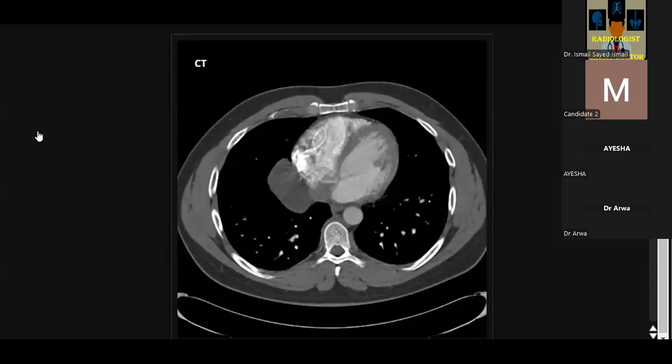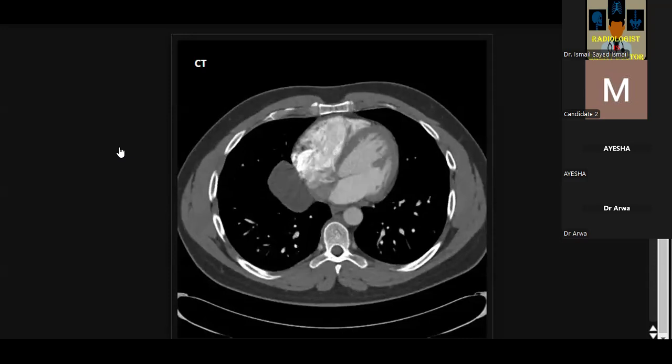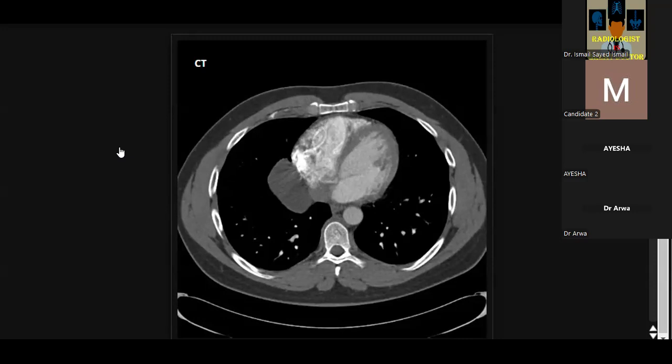How to confirm its nature, whether soft tissue or fluid? I can compare it with adjacent muscles and mediastinal soft tissue. Okay, subjective method. Any quantitative method to know if this is fluid or solid? Yes, measure Hounsfield units. What is the normal for fluid? It is less than 20. What if 30? 30 to 40 is like active blood.